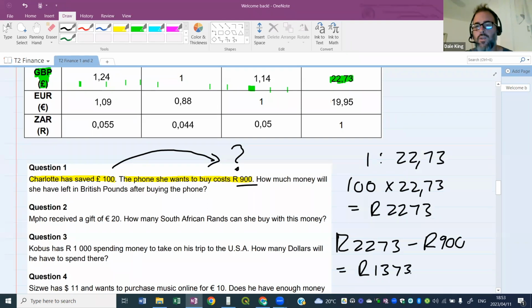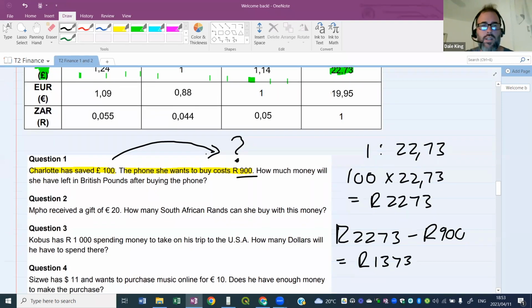1373. All right. Now let's look at the question. How much money will she have left in British pounds after buying the phone? Well, we don't have British pounds. We've got rands. We need to convert back into pounds. Now, how do we do that?